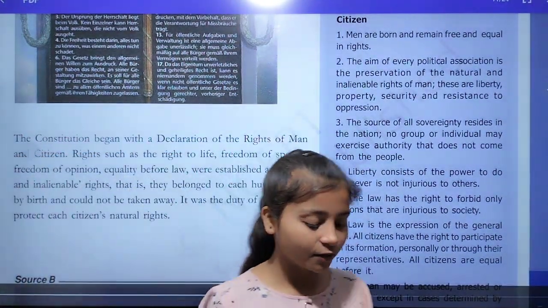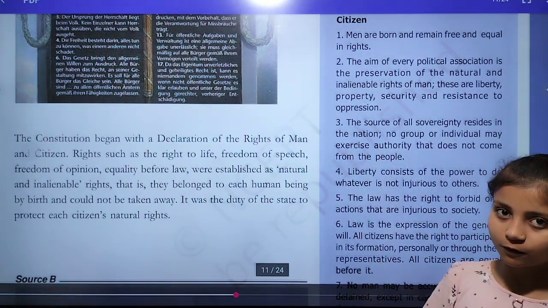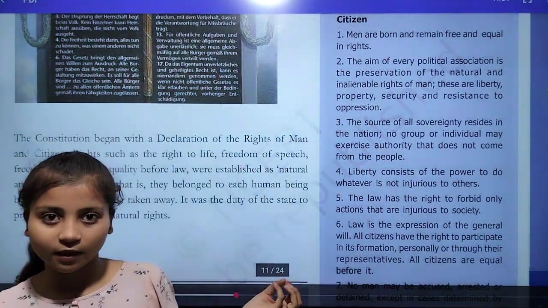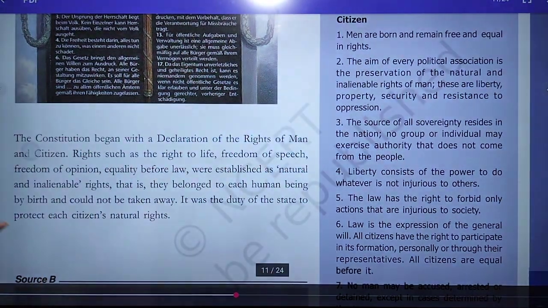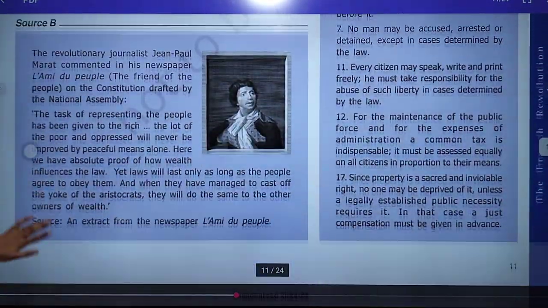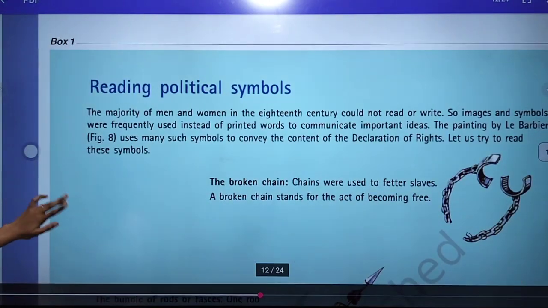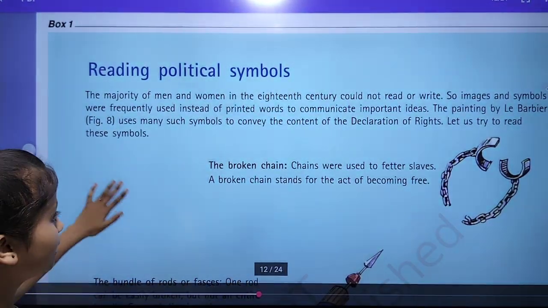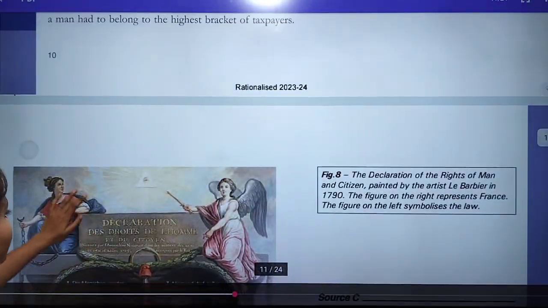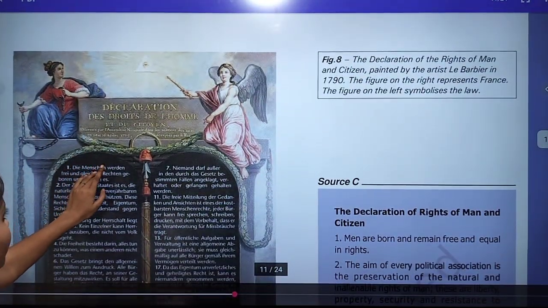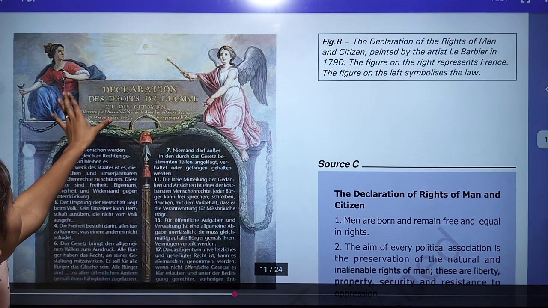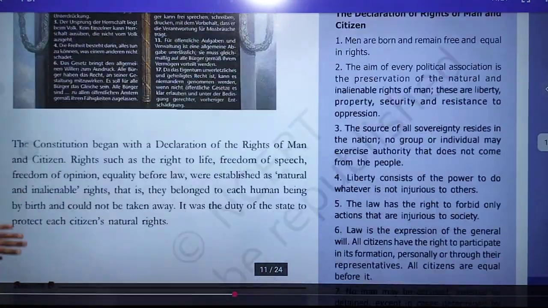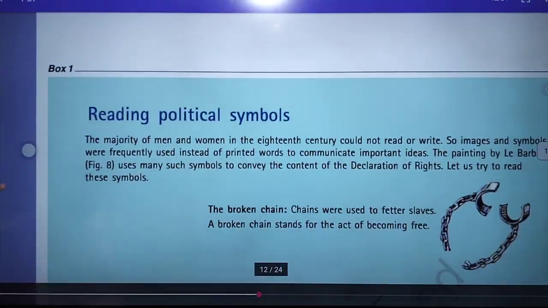It means they have rights like freedom of speech, the right to equality, and also the freedom of opinion according to their constitution. Here are the symbols that make up a poster showing these types of things. Everything in this figure has a meaning.